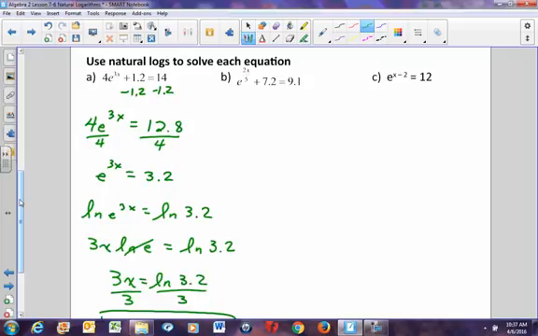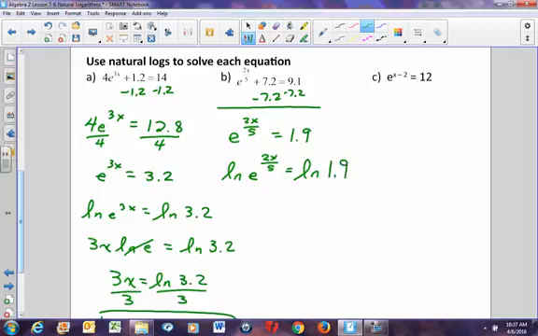B, e to the 2x divided by 5 plus 7.2 equals 9.1. So again, subtract 7.2, do the subtraction part first. So we have e to the 2x over 5 equals 1.9. Okay, so the natural log of e to the 2x over 5 equals the natural log of 1.9. Basically we have 2x over 5 natural log of e equals natural log of 1.9. These cancel each other out, so 2x over 5 equals the natural log of 1.9.